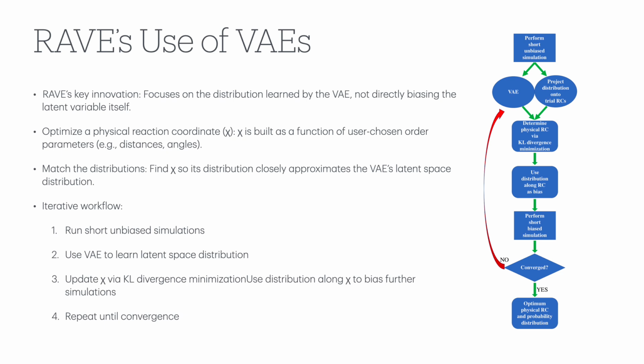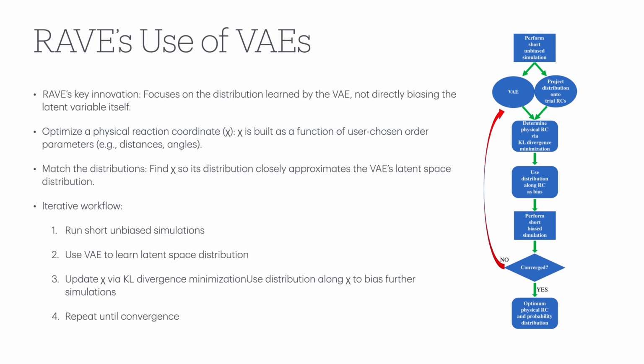So what does that mean? We're not looking at the Z, the specific Z, right? We are looking at the distribution of Z's that is produced. Okay, so that might be a lot, but hang with me. The idea now is that we optimize a physically relevant reaction coordinate chi. So we have our Z's, which is based on the VAE. Now we have chi's. Our chi is built as a function of user-chosen order parameters. So we're building chi as a function of things we know are physically relevant.